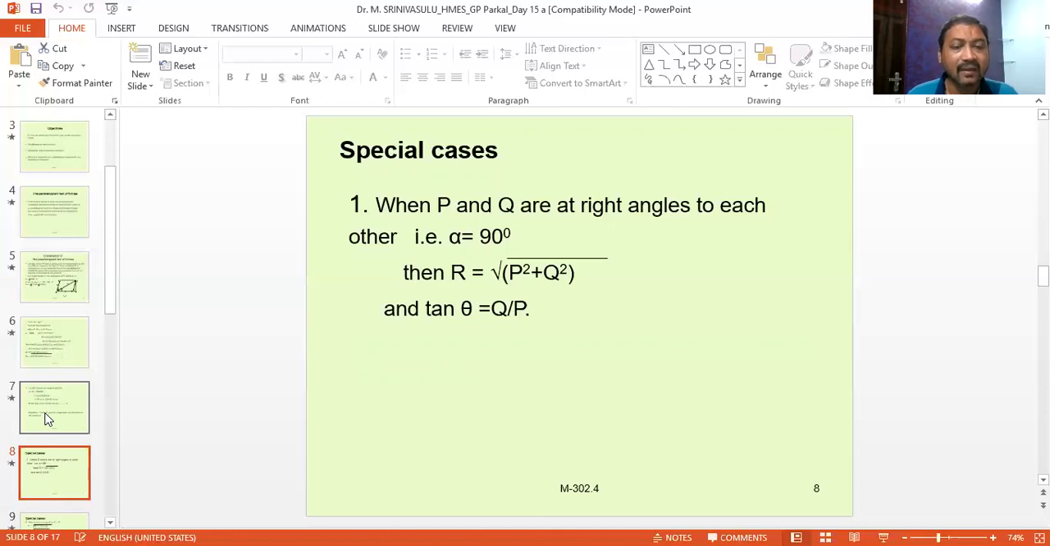So the tan of the angle made by the resultant is equal to the ratio of the forces. Q is one force, P is the other force. Generally we take Q as the smaller force and P as the bigger force. This ratio becomes tan theta, and theta becomes the tan inverse of Q by P. So in this case the tan of the angle becomes the ratio of forces, and R becomes under root of P square plus Q square.